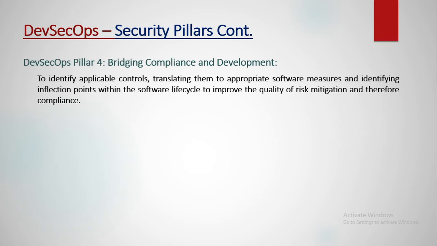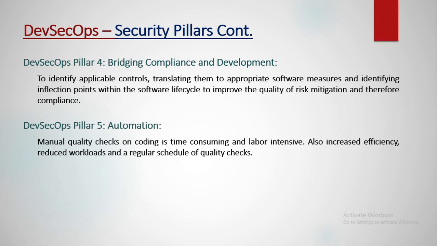Fourth one is bridging compliance and development. Through this security pillar, we eliminate the development and compliance gap and recognize which controls are applicable, translating them to appropriate software measures. By using these controls, they can be automated and the quality of the risk mitigation measured.